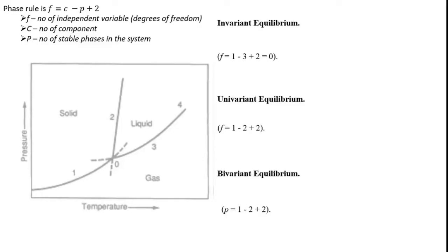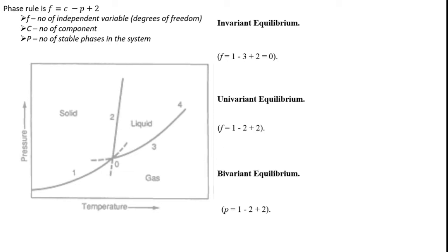So it has a diagram like this. In that diagram there are invariant equilibrium, univariant equilibrium and bivariant equilibrium. Before going into invariant, univariant and bivariant equilibrium, you should be aware of what is meant by the phase rule. Already in the previous video we discussed the phase rule. Again, the phase rule is f = c - p + 2. Here f is the number of independent variables, another name for degrees of freedom, c is the number of components, and p is the number of stable phases in the system.